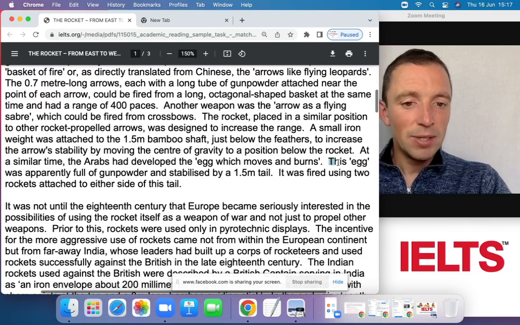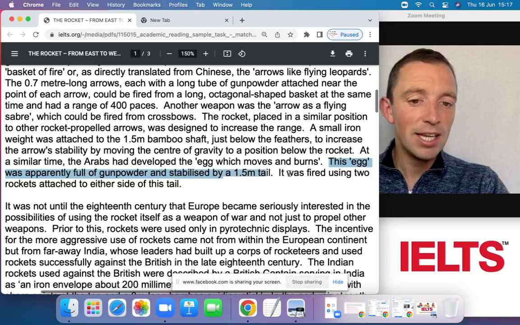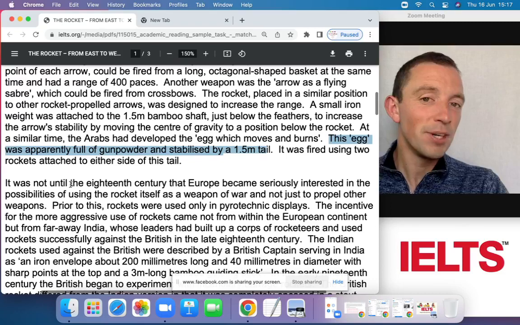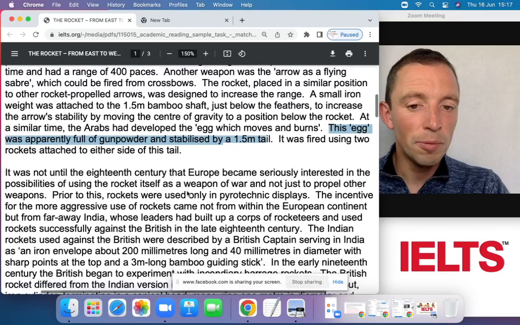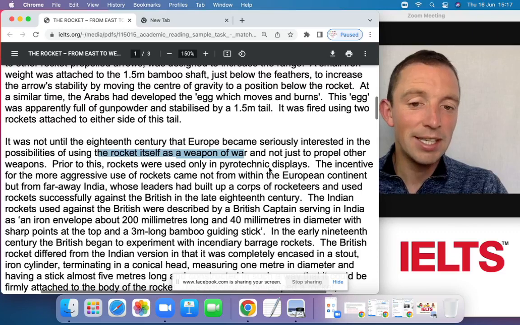This sentence: the egg was apparently full of gunpowder and stabilized by a 1.5 meter tail. It was fired using 2 rockets attached to either side. Let's continue because I'm not sure if that's the answer. It was not until the 18th century that Europe became seriously interested in the possibilities of using the rocket itself as a weapon of war, not just to propel other weapons. Prior to this, rockets were used only in pyrotechnic displays.